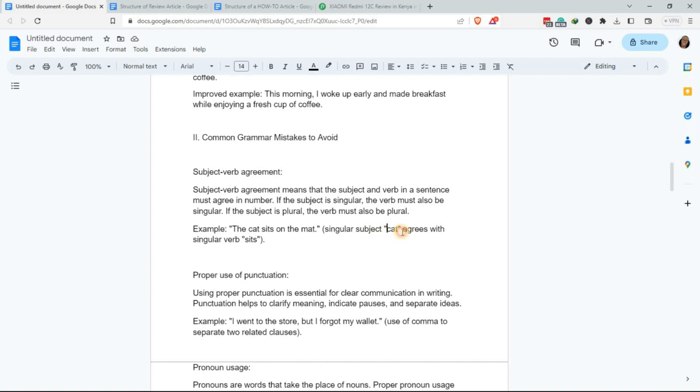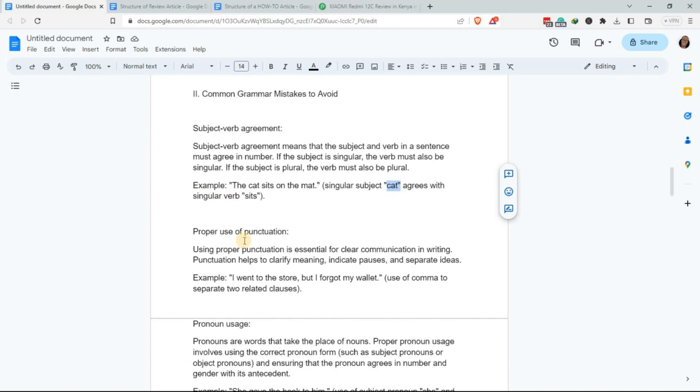So the singular subject cat agrees with the singular verb sits. Yeah. So you need to pay attention to that.